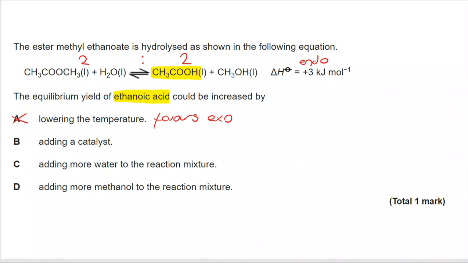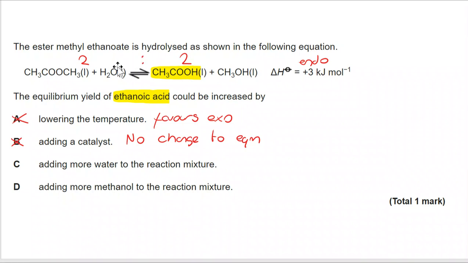Well, lowering temperature would actually favour the exothermic reaction. That's the backward reaction. That would decrease the yield. So the correct answer is not A. Adding a catalyst does not change the equilibrium, the Kc value. It won't change the position of equilibrium. It will merely speed up how quickly we get there. So the answer is not B. And we're then left with C and D.